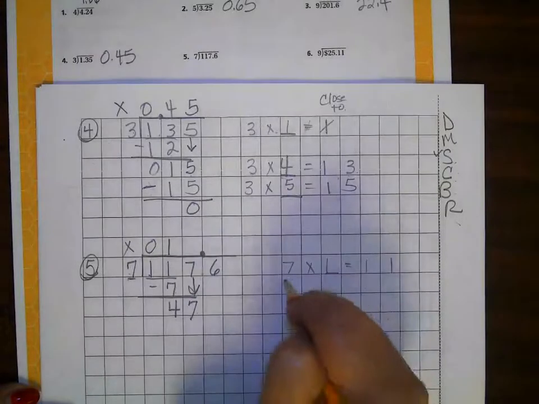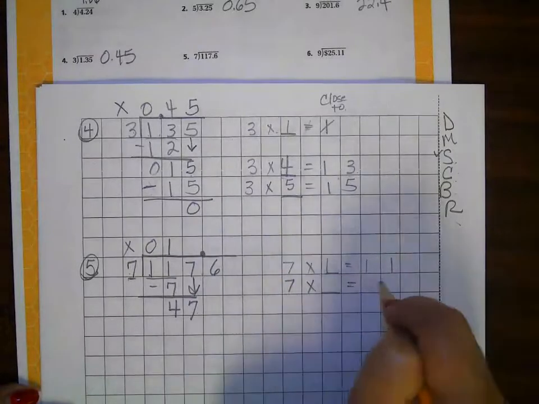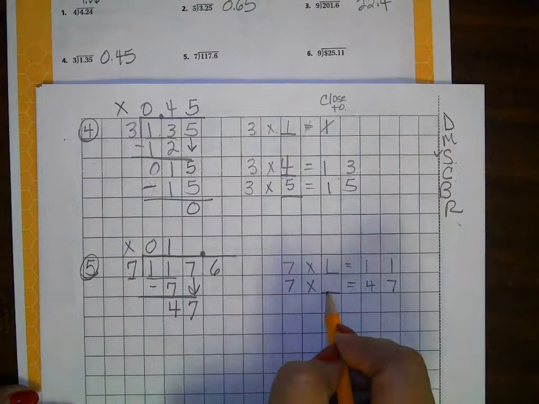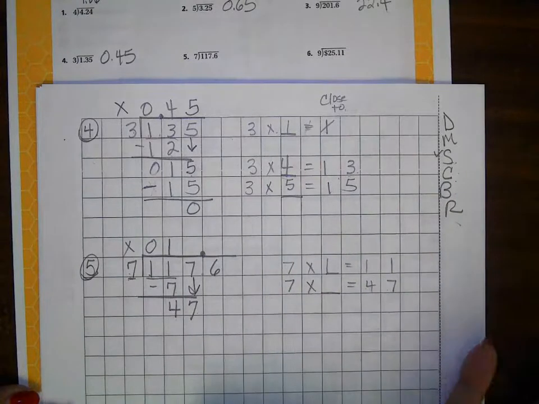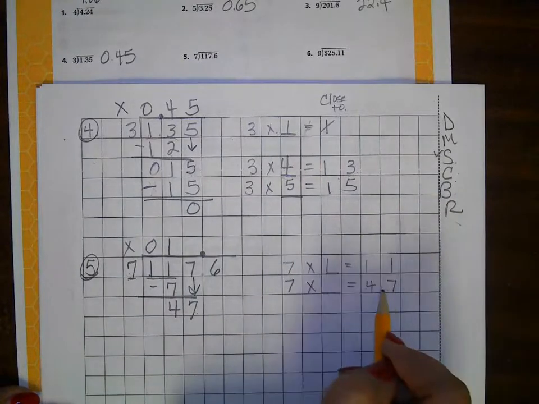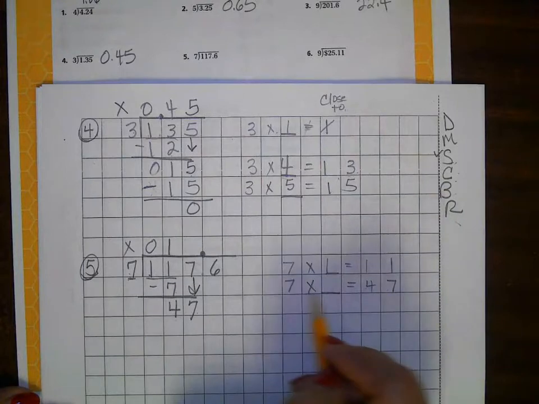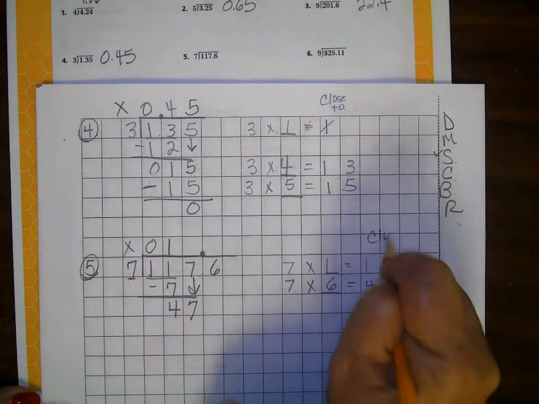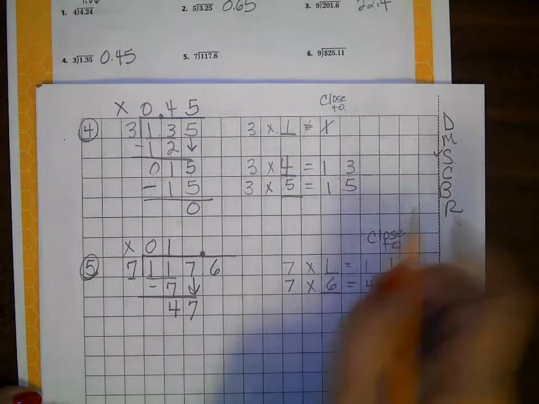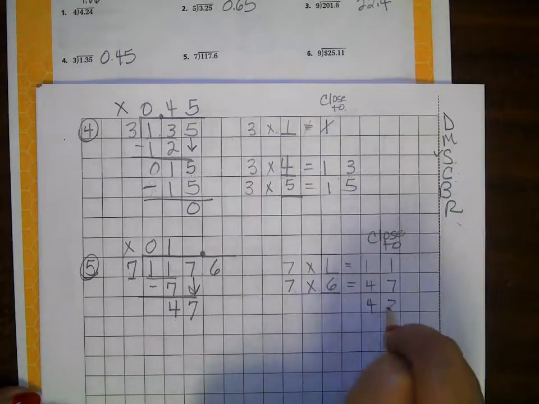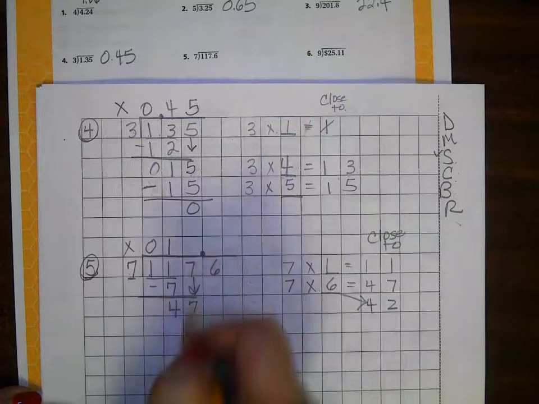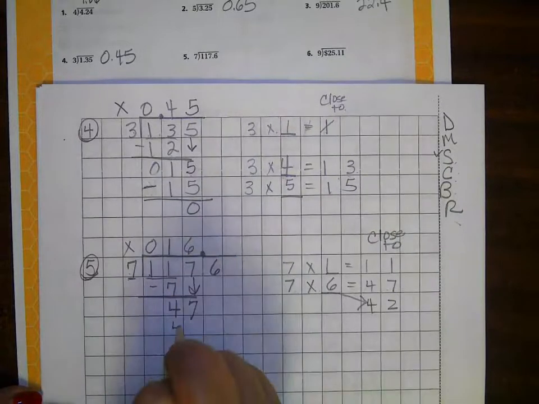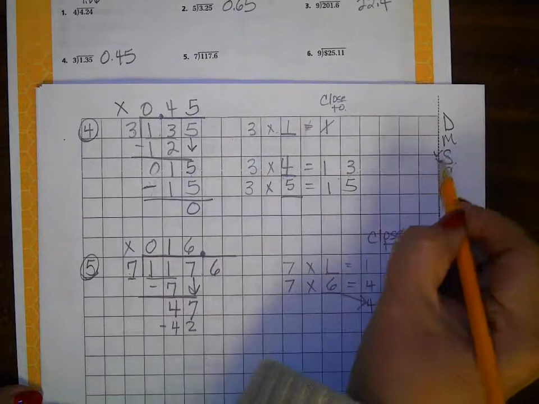7 goes into 47, so 7 times some number equals 47. Well, 7 times 5 is 35. I can keep going. And I'm just going to shoot for the numbers that I know. 7 times 6 is 42. 7 times 7 is 49. That's too big, so it's going to be, and I'm going to write close to up here. 7 times 6 is 42, so I'm going to just bring that here. And that's as close as I can get. So I'm going to bring that here because it's above that 7. Write down my 42. I'm subtracting out now.